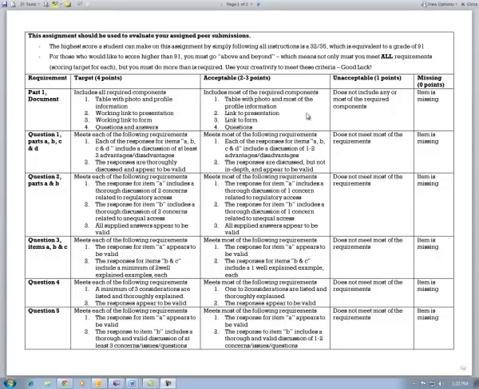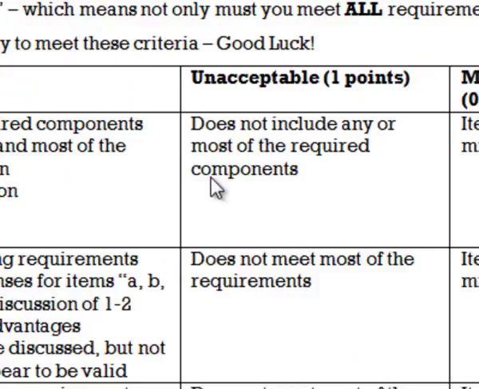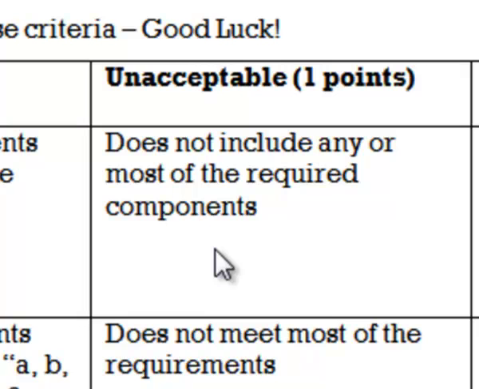If they did not meet the requirements, then you look at unacceptable, which is worth 1 point. Does not include most of the required components, or any or most of the required components. So you look at that and you determine if that's the grade they made.